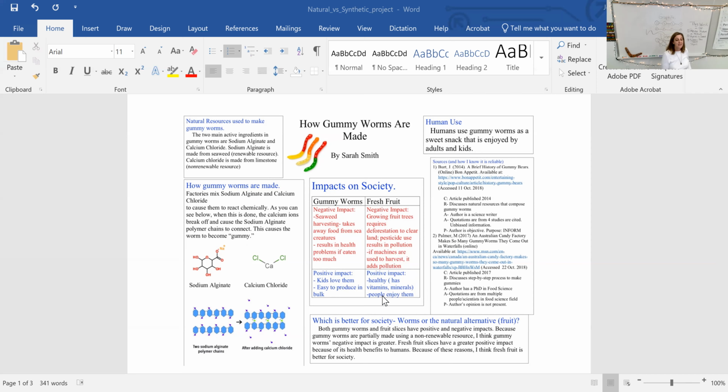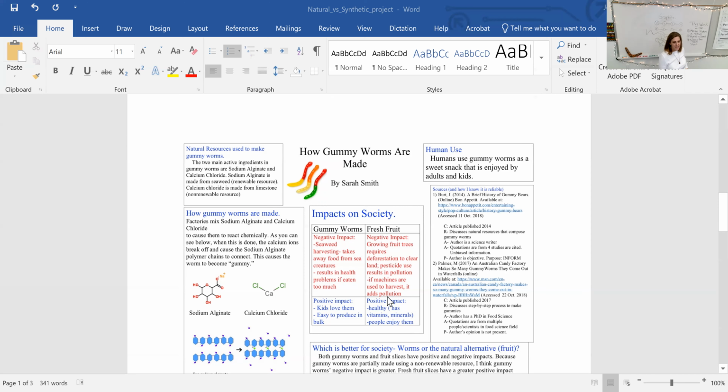Some positive impacts. Well, fresh fruit is a natural substance, therefore it's considered more healthy for you. It has vitamins, minerals, and people enjoy them. And honestly, your body can digest fruit a whole lot easier than it can digest gummy worms. But quite honestly, gummy worms are really yummy. And fruit is yummy too, but gummy worms are really yummy. This person gave a lot of citing of their information.